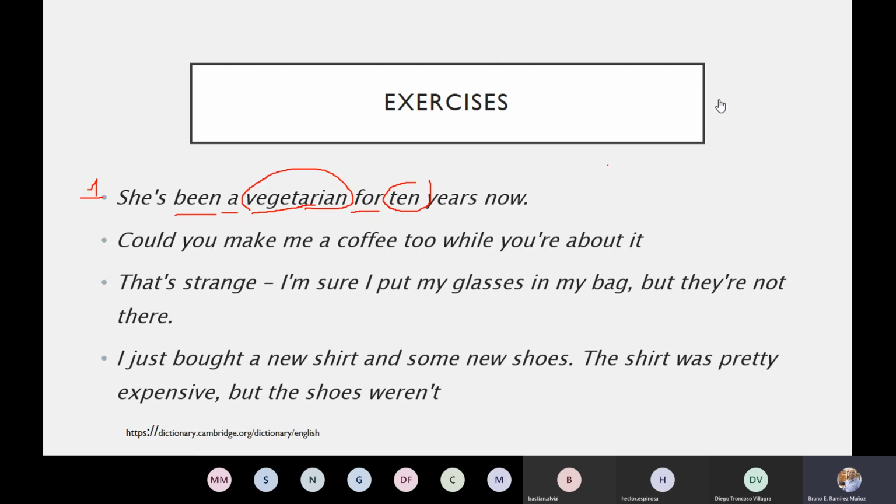Could you make me a coffee? Yes. And you said coffee. Coffee is a strong form, right? Yes. So coffee is a noun. A noun is used always with a strong form, never with a weak form. And make is a verb. Therefore, also a verb is used in its strong form.